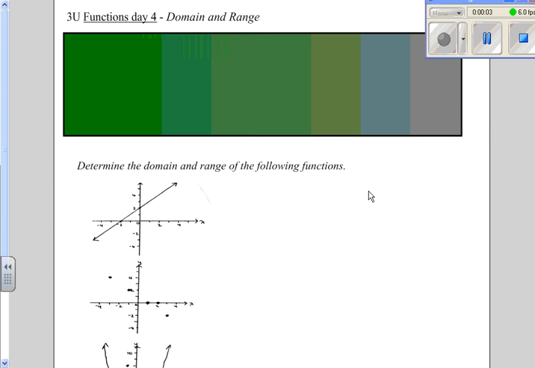Review Day 4, we're looking at domain and range, and we have talked about it in passing a few times, so I think this will sit well with you and not be difficult.